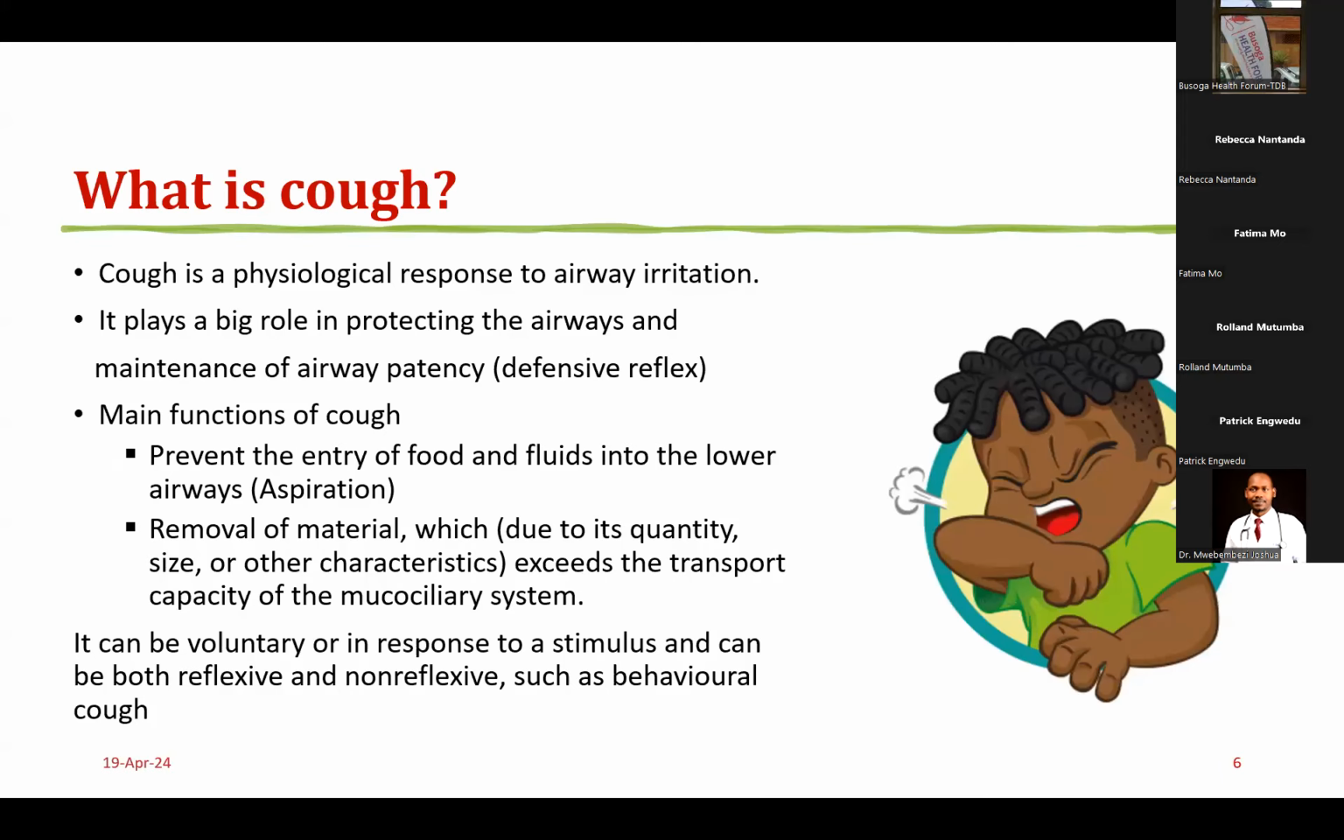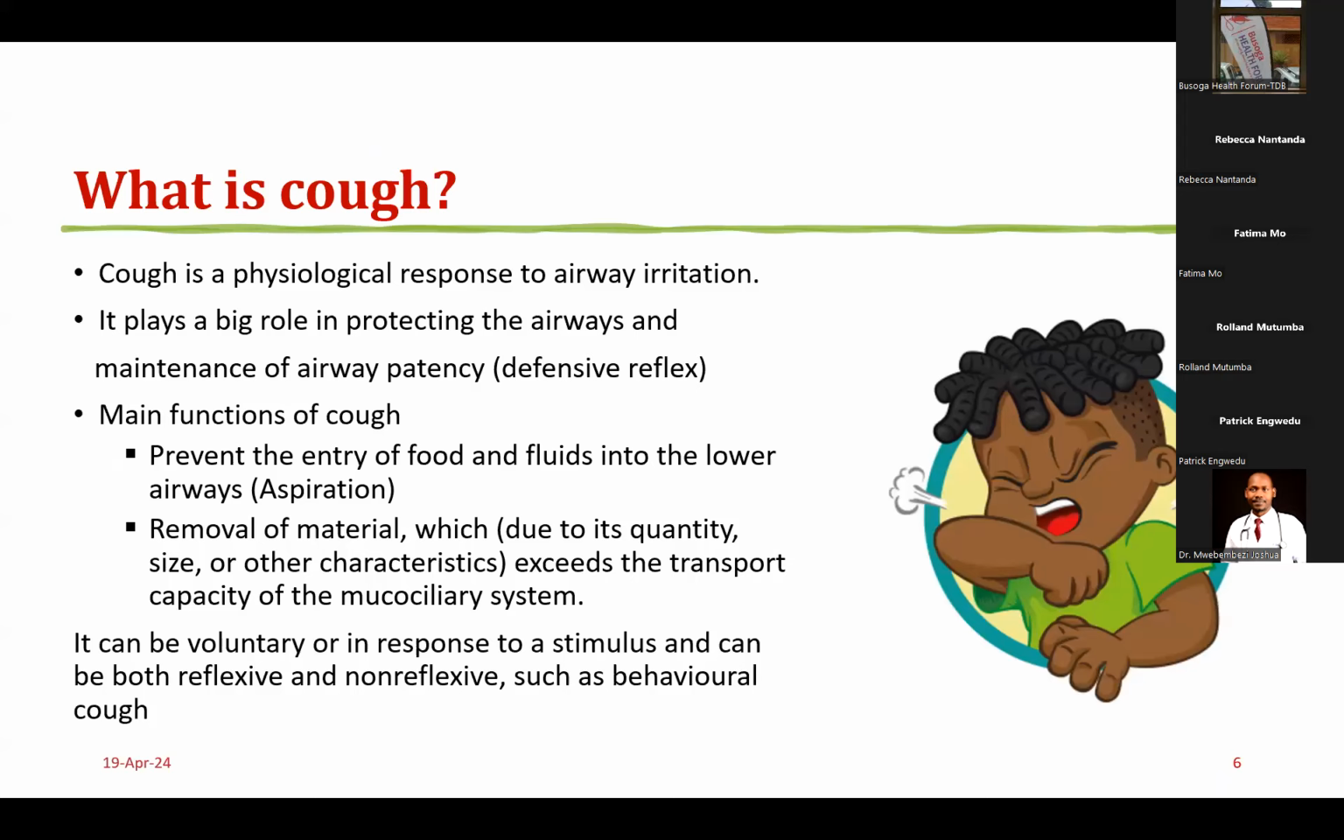So what is cough? Cough is really a physiological response to any irritation in the airway. Cough is not bad always because it helps us to protect the airways, to keep them patent. So it's kind of a defensive reflex. Probably all of us have been through a situation where you choke and you cough. In that way, the cough is just helping you to clear the foreign material.